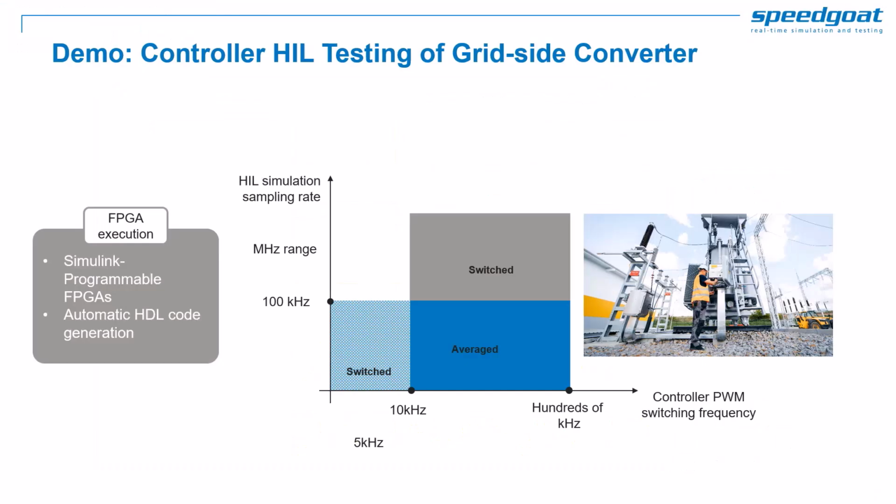Now, to outline the FPGA workflow, let's explore the use case of a 3-phase grid-side converter and the testing of grid forming and grid following controls. Let's assume the converter controller is running at 20 kHz and we want to capture the fast switching dynamics of the grid-side converter.